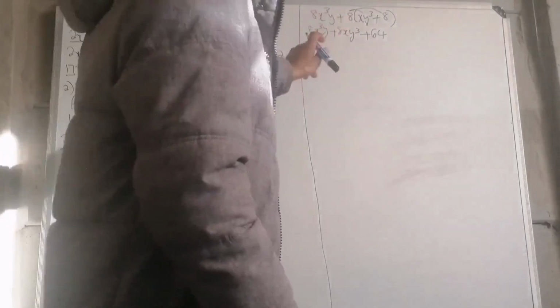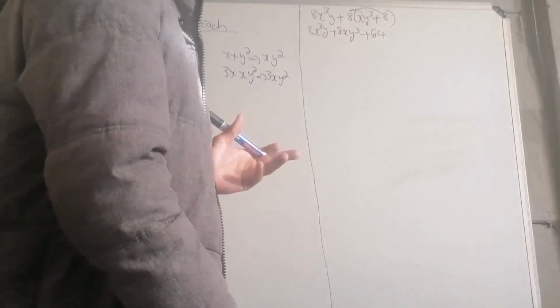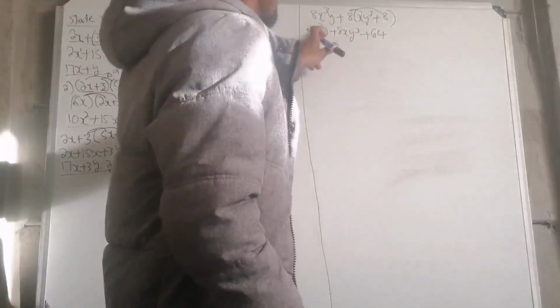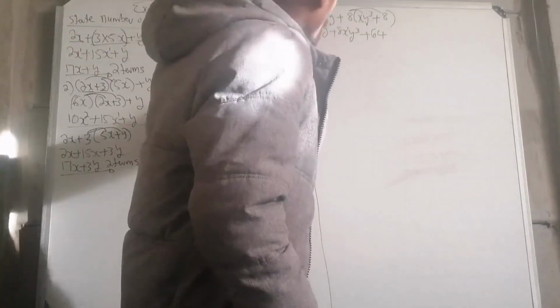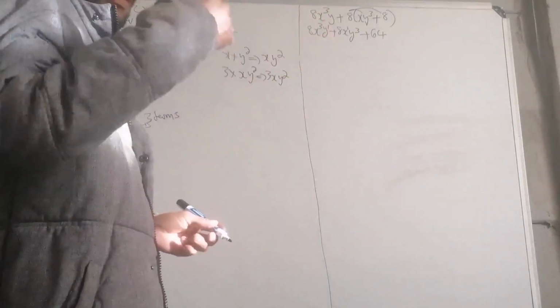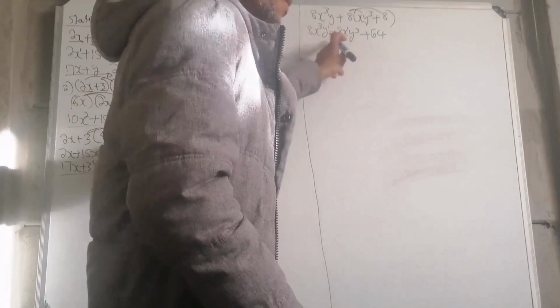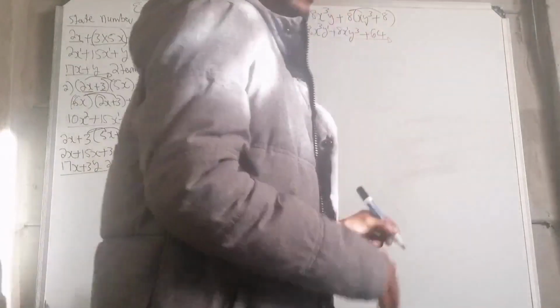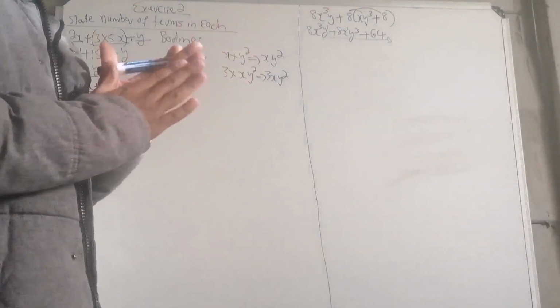Now, are these like terms? Please be very careful. These ones. Are they like terms? No, because x here it's 3, x there it's 1, y here it's 1, y there it's 3. So they are never and ever like terms. So meaning I cannot add these ones. So meaning how many terms do I have here? 3 terms.